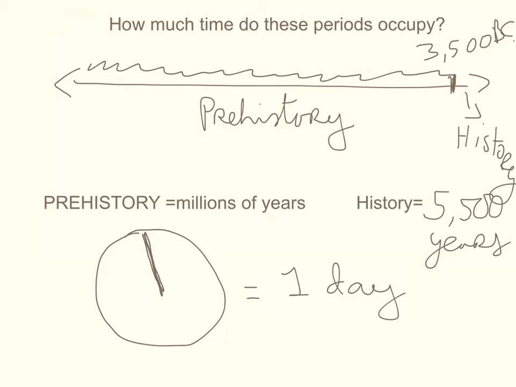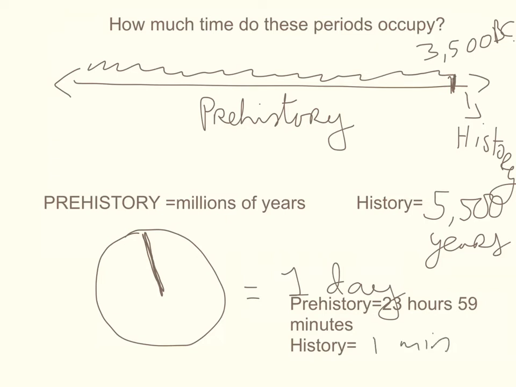It would be 23 hours and 59 minutes. And then history would only be 1 minute long. And that's what our diagram would show. This black line here would be history. You know, I can't even draw it small enough. It's such a tiny amount of time. And all the rest would be prehistory. Now, you're young and creative and imaginative, so you could think of other ways of showing this information.